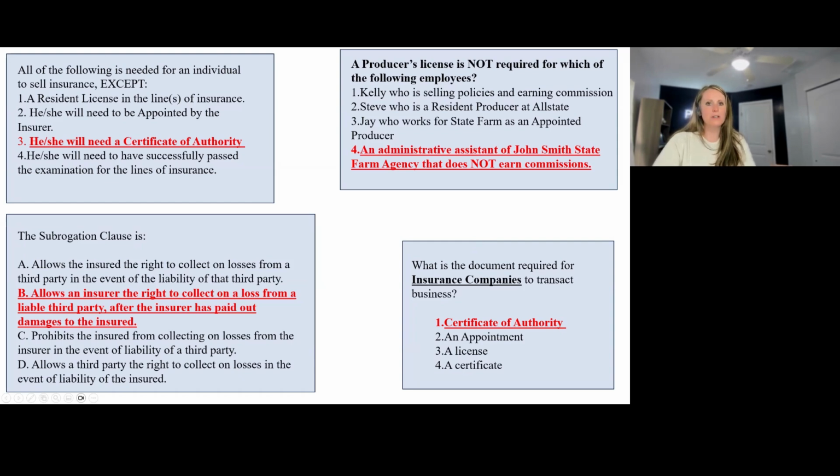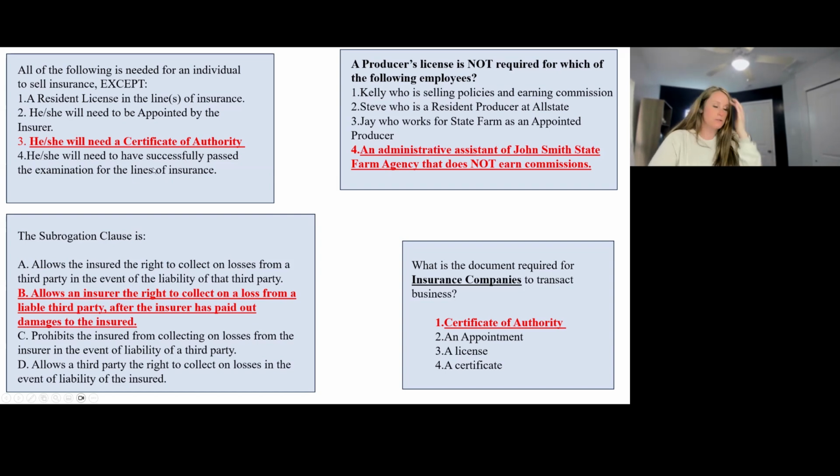So the first example question says, all of the following are needed for an individual to sell insurance except. So let's run through and look at what is needed. Number 1 says a resident license in the line of insurance. Yes, right? You do need to obtain your resident license. That means you're getting a license in the state in which you live, your residency. He or she will need to be appointed. Yes, right? You need to get your license and you need to be appointed. So yes and yes. He or she will need to have successfully passed the examination for that line of insurance.